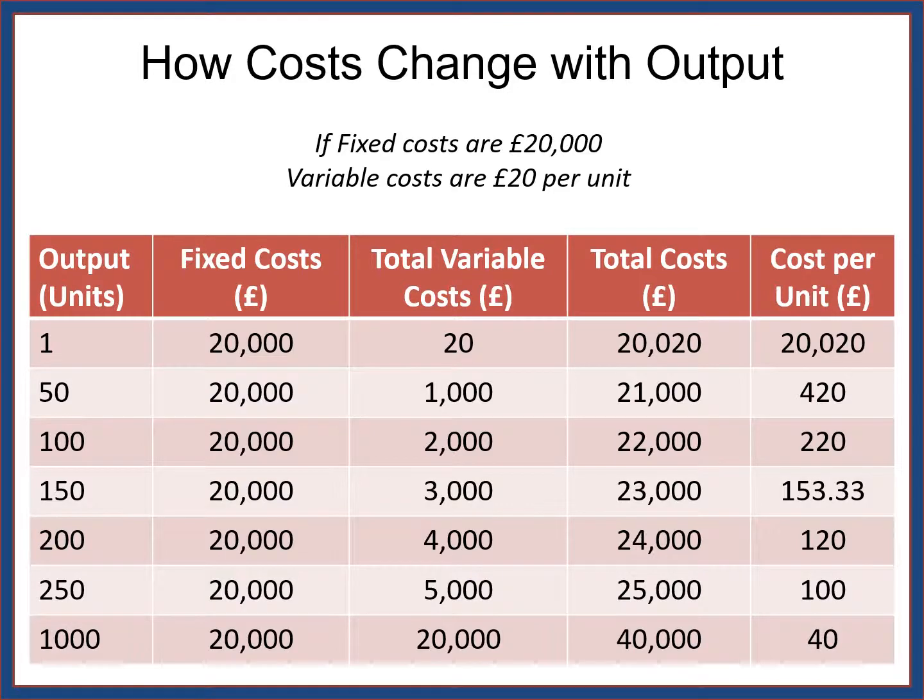With 100, again, you would times that by the variable cost per unit. So 100 times variable cost per unit of £20 equals £2,000. So add our two costs together, we get £22,000. We divide by the output per units, gives us 220. And all of a sudden now you can see that it's actually dropping quite severely, isn't it?